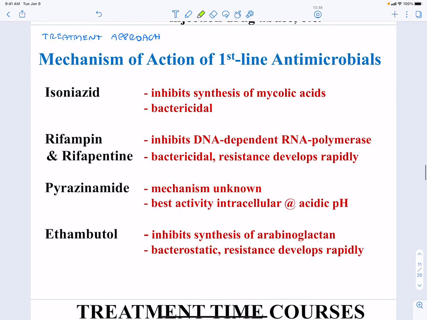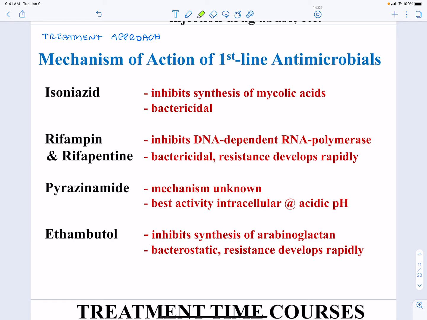Now, treatment approach. So, of course, active TB is a slow-growing bacterium, and this is correlated with a high rate of spontaneous drug resistance, and this requires prolonged multi-drug treatment regimens. And so we have our first line of antimicrobials listed here, and you can see that they're going to target the bacterium.